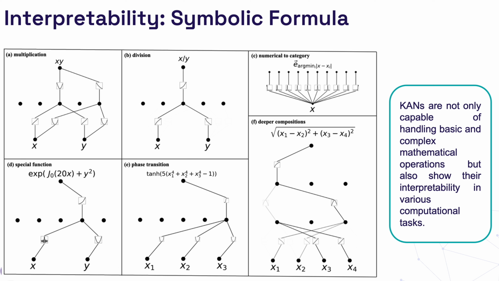For example, the first one, multiplication. I can say that the KAN shows a structure for computing the product of two inputs, x and y, and the network combines these inputs and produces an output that is x times y, which shows that the KAN has the capability to perform basic arithmetic operations.